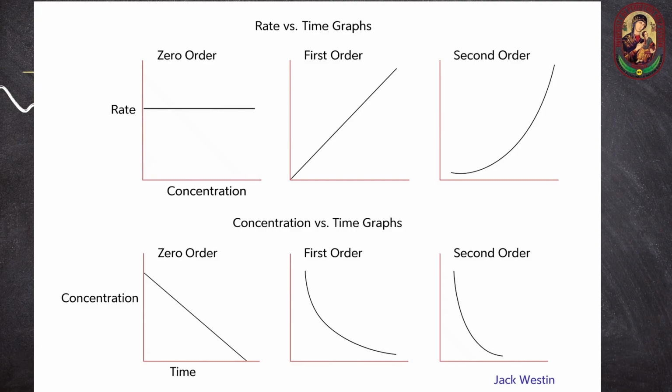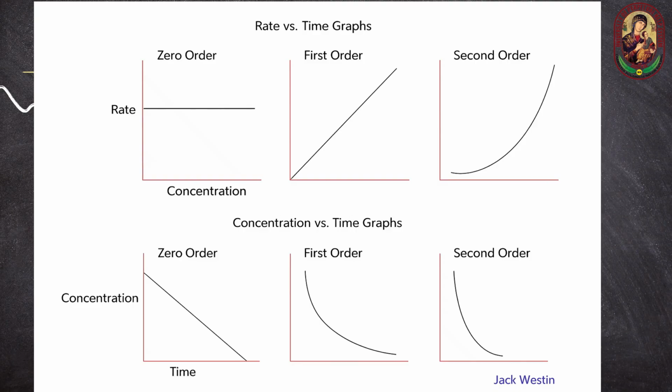Next, in a first-order reaction, the rate increases linearly with concentration. Double the concentration, double the rate, proportional sila. Then, for the second-order reaction, the rate shoots up exponentially. It's not just proportional, it's squared. So a small increase in concentration can cause a much faster reaction. Now look at the bottom set, concentration versus time.